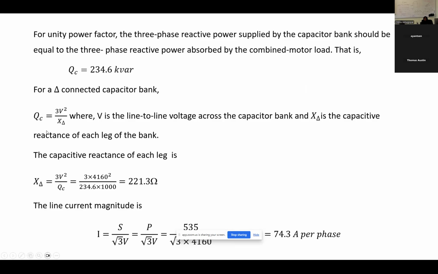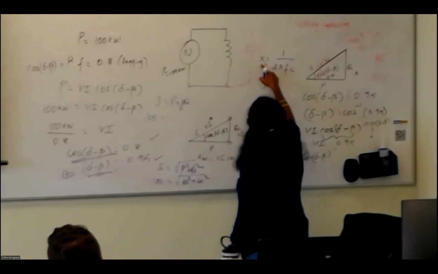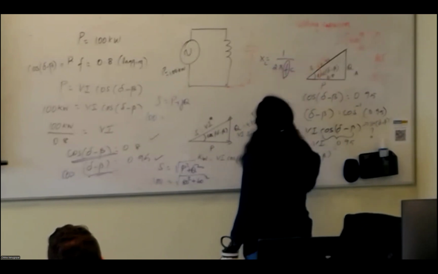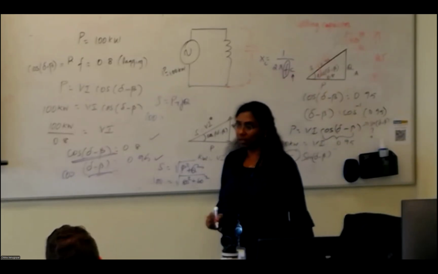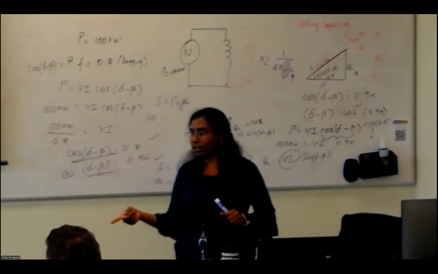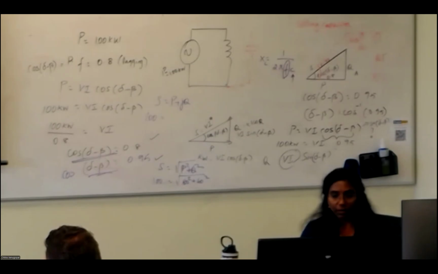So this is the formula for the capacitor bank. From here we can calculate the X value, that's the capacitive reactance. Once you know the capacitive reactance, X equals 1 over 2 pi F C. Once you know this XC value, you can calculate how much capacitance it is going to contribute. If you know the frequency, you can calculate the capacitance. If you know the capacitance, you can calculate the frequency. That's what we are doing here.